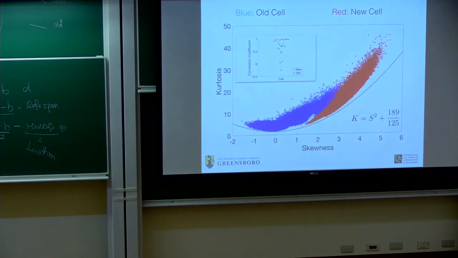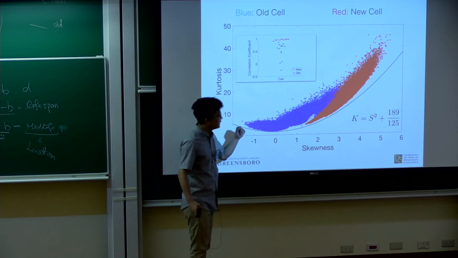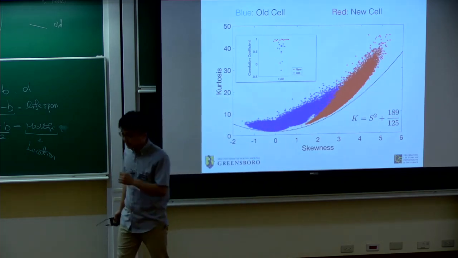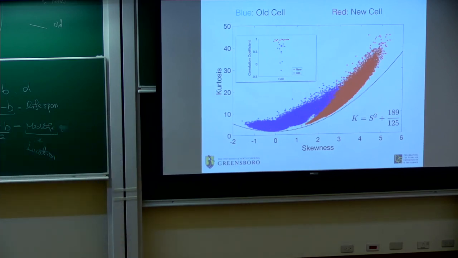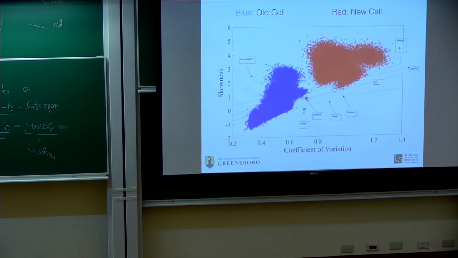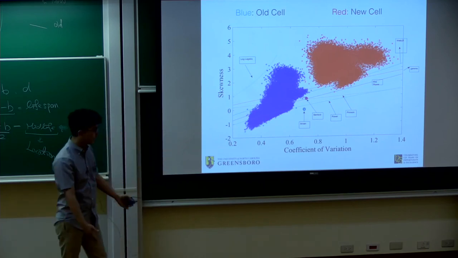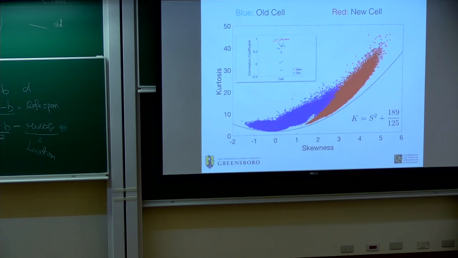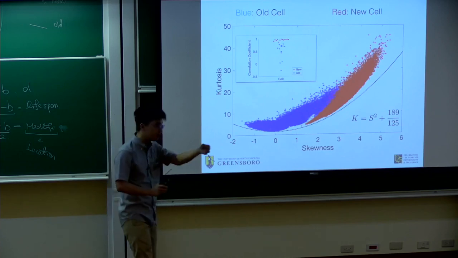And then the next one is the skewness and kurtosis. In this case, it is not clear whether you have a separation between the new cell and the old cell. But this is time series data, and so far I crushed the time information. I just threw everything in here. So I hope I can have some time information. This is not the time information yet, but it's one step further from before.